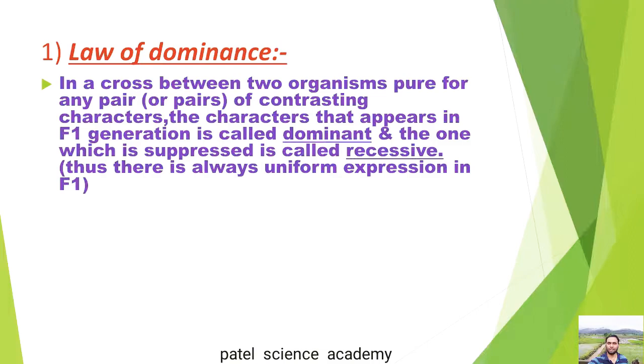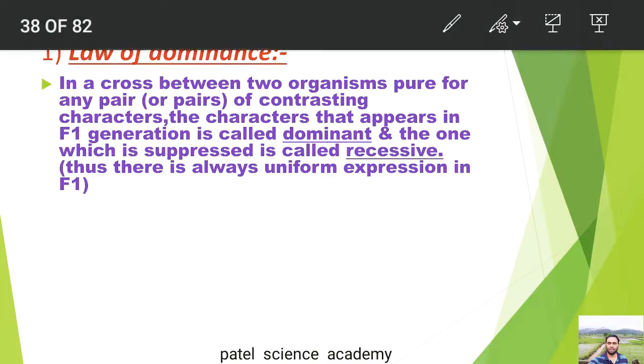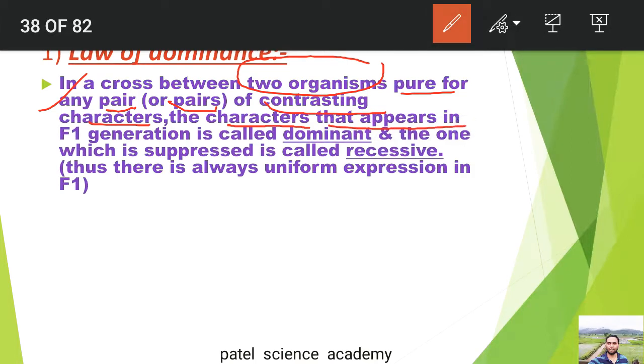What is its statement? In a cross between two organisms pure for any one pair or pairs of contrasting characters, that is, having at least one contrasting, or different, character, the character that appears in the first generation, the F1 or first filial generation, is called the dominant character, and the character which does not appear, or is suppressed in the F1 generation, is called the recessive character.